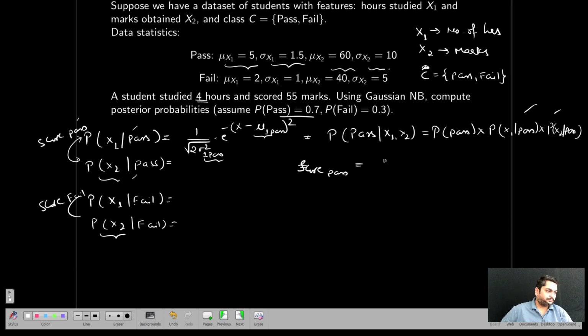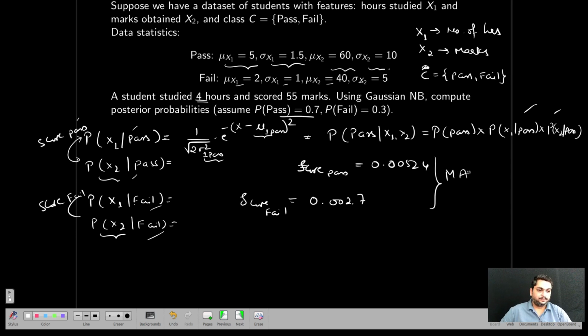If you calculate, I think you will get 0.00524. Similarly, you calculate the score for fail. You calculate the likelihoods like this, and the estimates are already given for the normal distribution. Then you will get 0.0027. Now you apply the MAP, maximum a posteriori probability decision rule. It says you select the maximum score. This one is the maximum score. So this is classified as pass, because the score for pass is the highest. So this is how you can solve the problem.